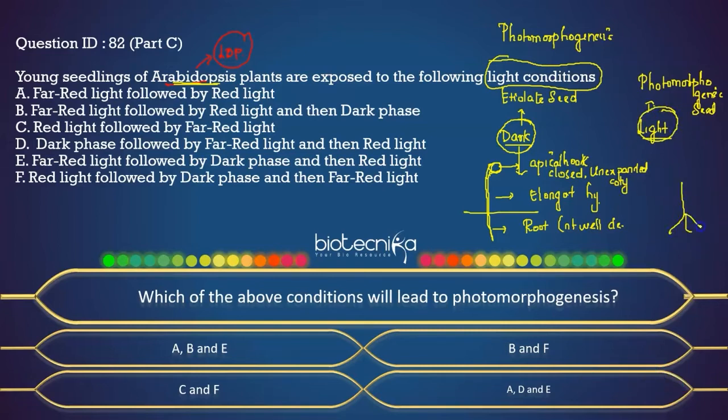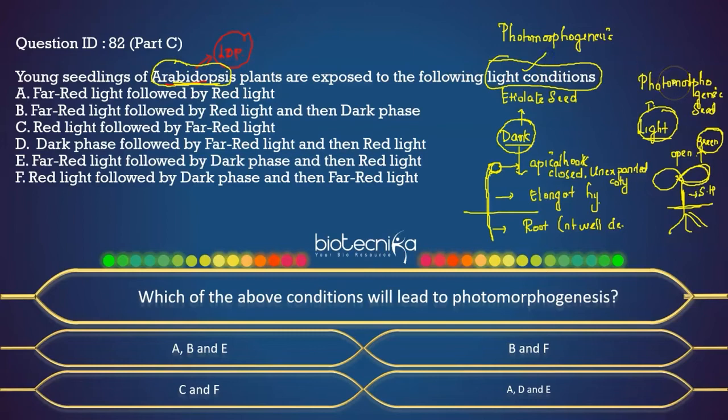The root is very well developed, and the hypocotyl becomes short. The cotyledons are really expanded and green in color, because light is there, so they synthesize chlorophyll. There is no apical hook and they are open. So now the situation is when I expose these Arabidopsis seeds to light conditions.